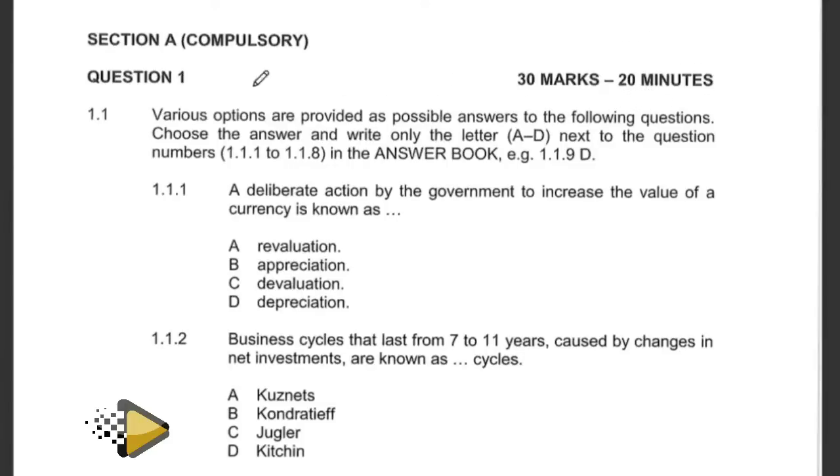Okay, right. So now question 1 reads as follows. As in particular 1.1, various options are provided as possible answers to the following questions. Choose the answer and write only the letter from A to D. An example is given, and next to the question numbers, we also have an example. There is 1.1.1 to 1.1.8 in the answer book provided. So the typical example, we have 1.1.9 is D, an option.